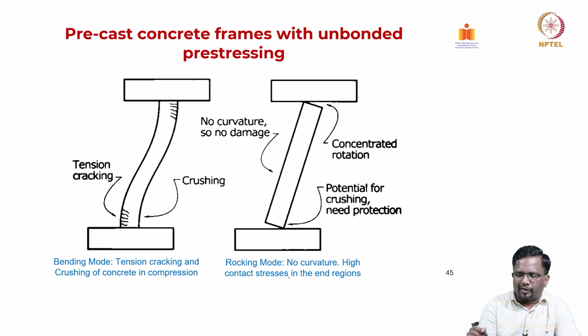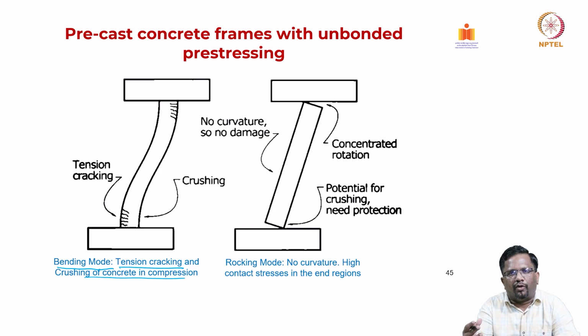For example, in a typical moment resisting frame, the column like this here undergoes a double curvature, and we know that I am going to have cracking and crushing happening. So it's basically the column is in a bending mode. You have tension cracking and crushing of concrete in compression. So the moment you have tension cracking and crushing, you see that a lot of damage is going to happen to the column element.